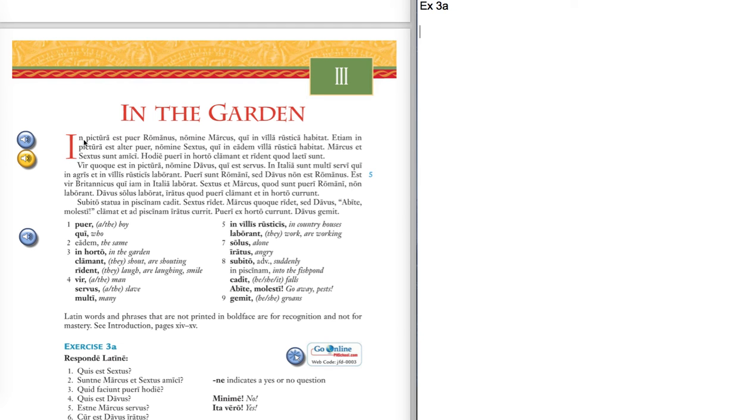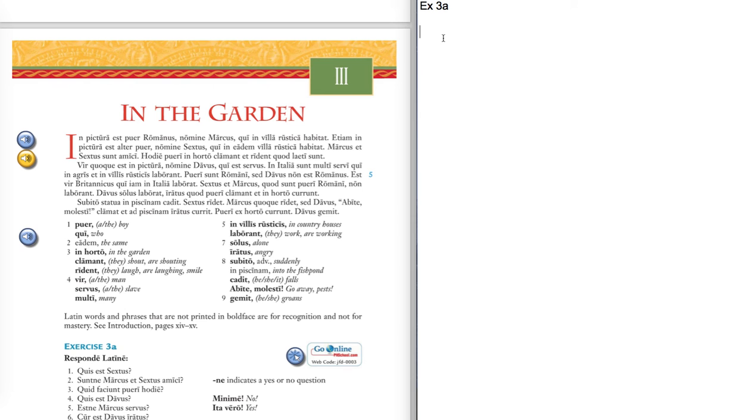I'll translate the first paragraph. I already have done some of it, but let's take a look at that. In the picture is a Roman boy. Now again, don't write "in picture is Roman boy." You supply articles, words like "the" or "a" or "an," depending on the situation. We use those in English, but they don't use them in Latin.